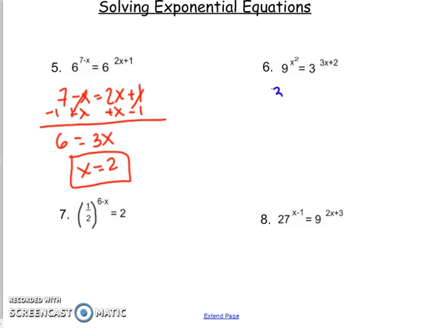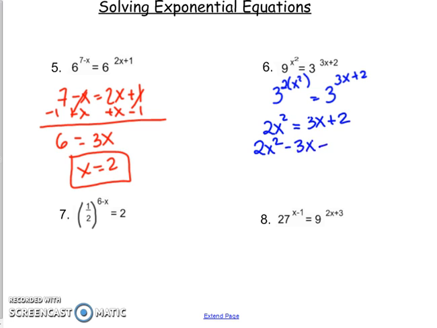Nine, we can change 9 to be 3 squared. And then we already have a 3 on the other side. So now that both bases are 3's, we're going to have 2x squared equals 3x plus 2. So now we're going to bring everything to one side. So 2x squared minus 3x minus 2 equals 0. And we're going to factor this. So we need a times c here, since my a value is not 1. So multiplies to negative 4, adds to negative 3. So we're going to use negative 4 and 1.